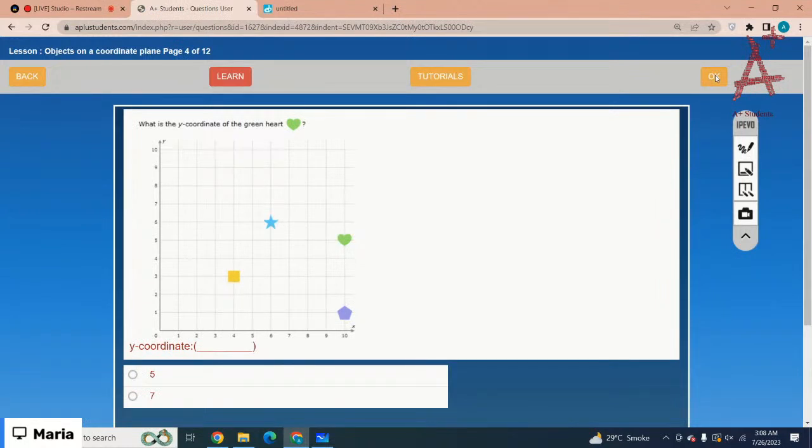Okay, what is the y coordinate of the green heart? Just match it to the y axis, it would be 5. So the y coordinate of the green heart is 5. The correct option is 5.